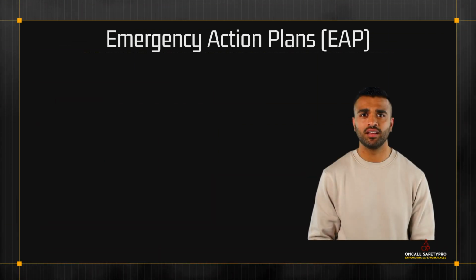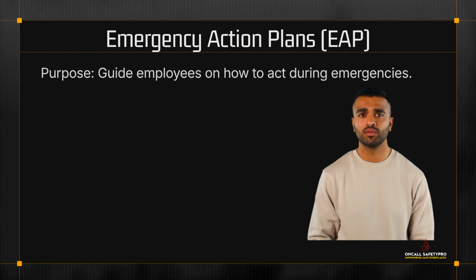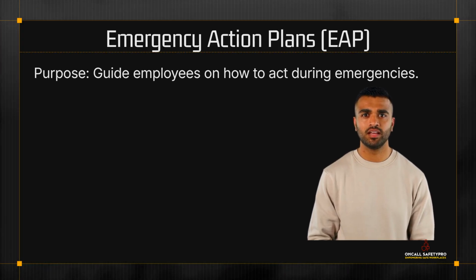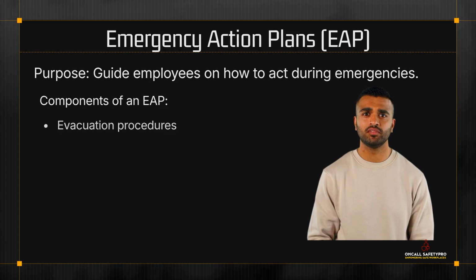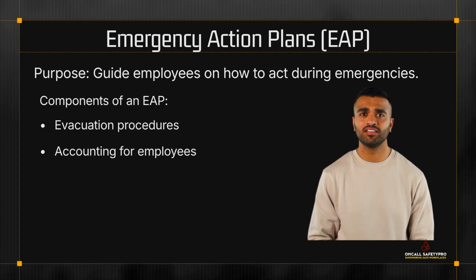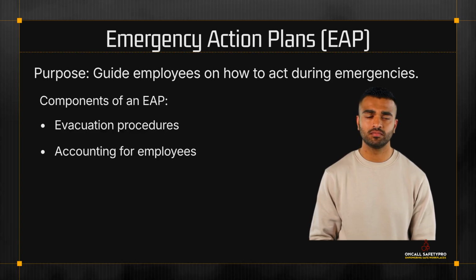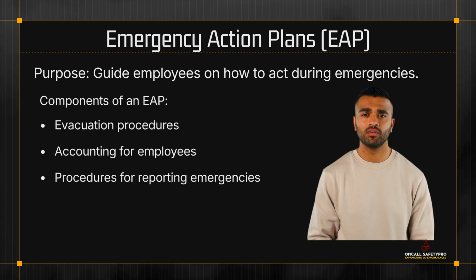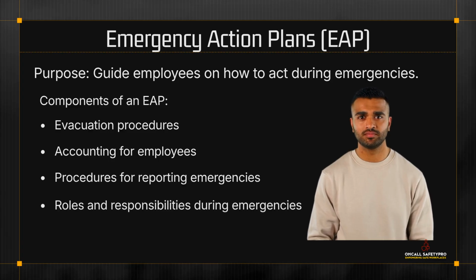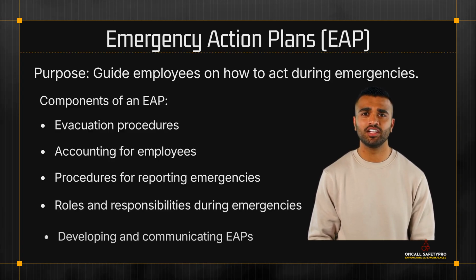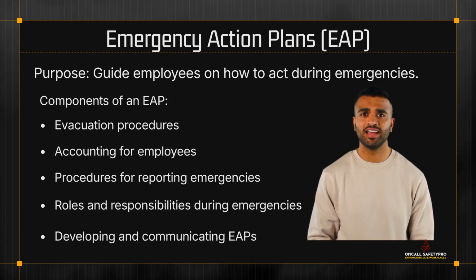An Emergency Action Plan, or EAP, serves as a step-by-step guide for employees during an emergency. Key components of emergency action plans include evacuation procedures, which provide instructions on how to safely exit the building and meeting points. A system on how to account for employees and confirm everyone's safety after evacuation. Reporting procedures on how to notify the right people or authorities. Roles and responsibilities on who does what during an emergency. Lastly, it includes communication strategies to ensure all employees understand the EAP through regular training and updates.